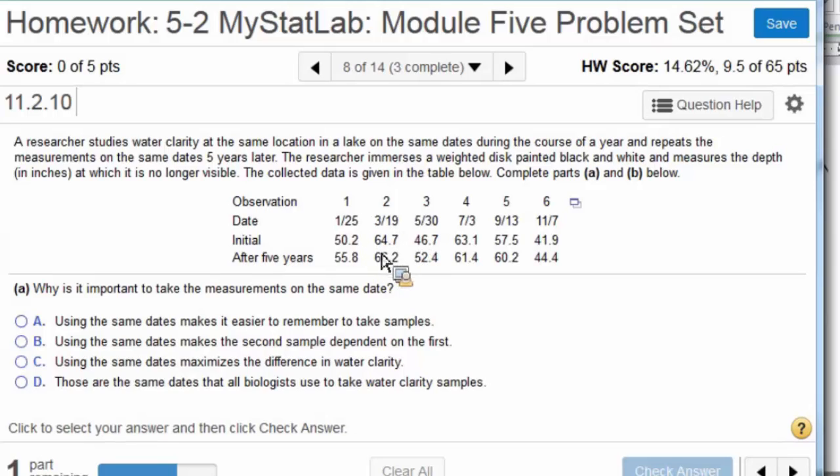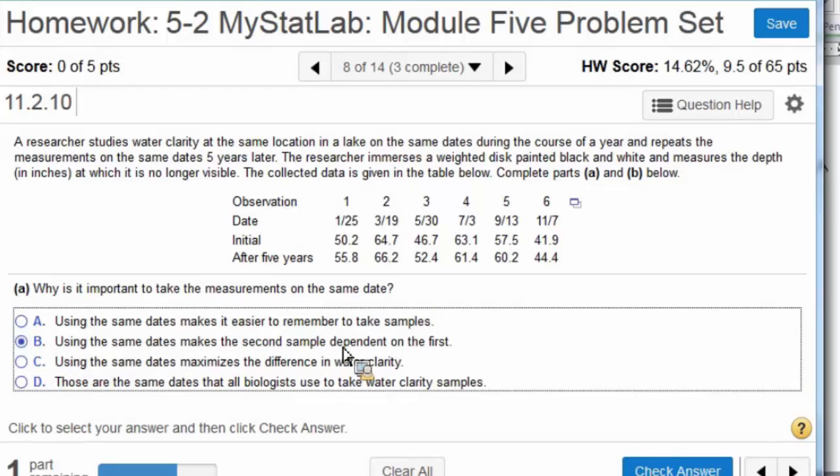Okay, in this case, when we look at the numbers, it's pretty obvious it should be matched. November is low, so it's not useful to compare November to March because March will be higher in any year. It only makes sense to compare apples with apples, November 7th, November 7th. So why is it important to take measurements on the same date? It makes the second dependent on the first. Not that it's easier to remember. It doesn't maximize the difference. We want to match them as well as we can.